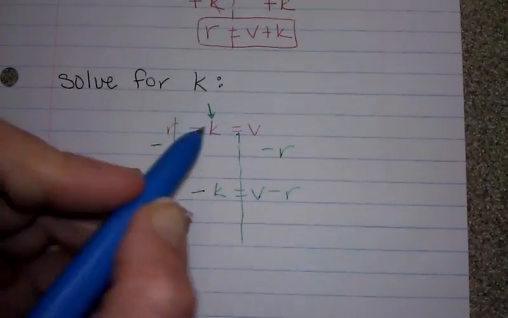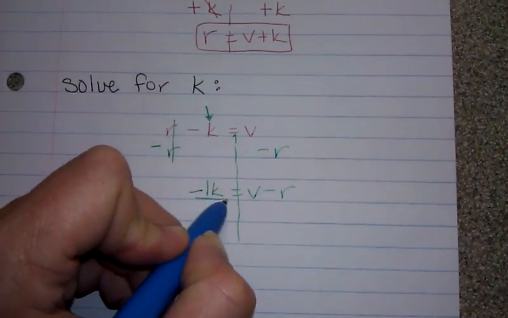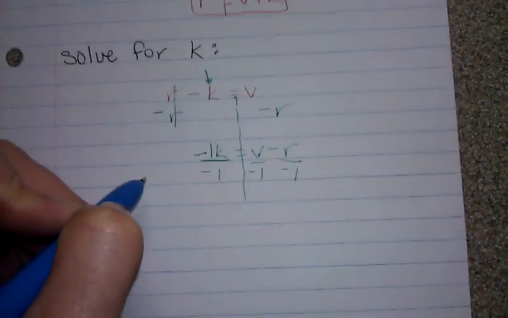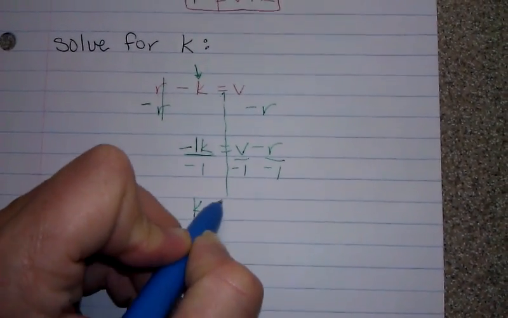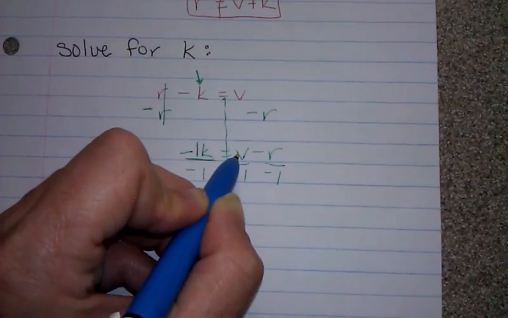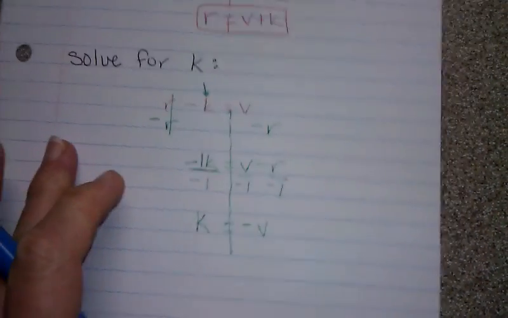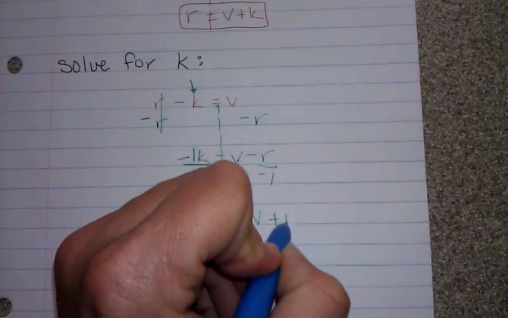Now this is like a -1. So to get k to be positive, you need to divide everything by -1. Basically you're changing the sign of everything. And a negative divided by a negative is a positive. k equals positive divided by a negative is a negative v. Negative divided by negative is a positive. r divided by 1 is r.